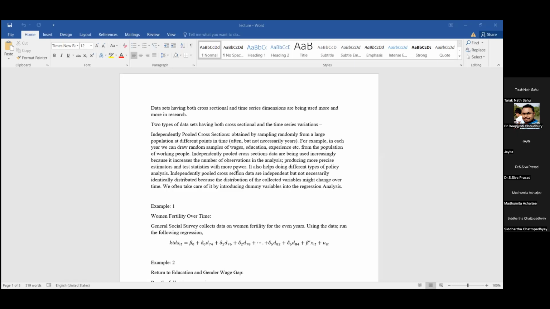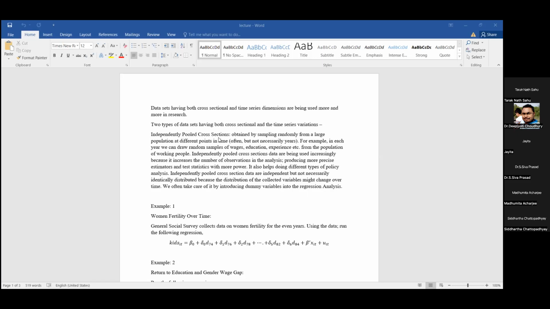might change over time. For example, you collect data on the wage rate of a particular individual today, tomorrow, the day after tomorrow, and so on. As time progresses, the distribution of the wages can change over time, but it is independent. Most importantly, we often take care of it by introducing dummy variables into the regression analysis. So even if the distribution of the collected variable changes over time, it is not identically distributed, it can be easily handled in the regression analysis simply by introducing some dummy variables. So it is called independently pooled cross section.